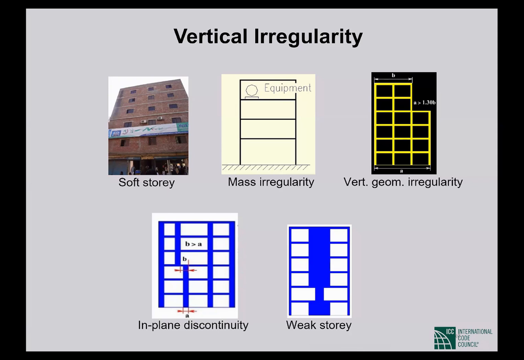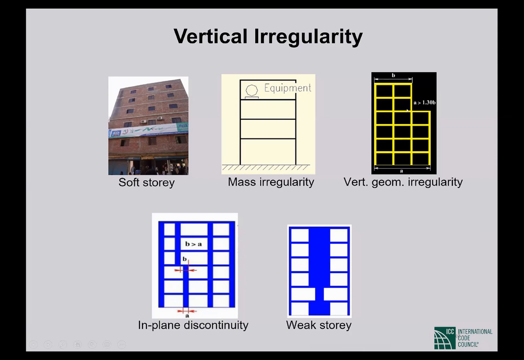Recently they store usually on the ground floor, but previously we found that in many cases they stored on upper floors, even on the top floor in many cases. So that floor, which has heavy load compared to other floors, that story becomes... that causes mass irregularity.